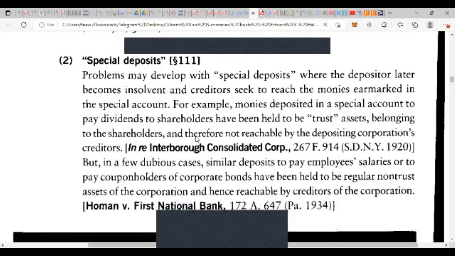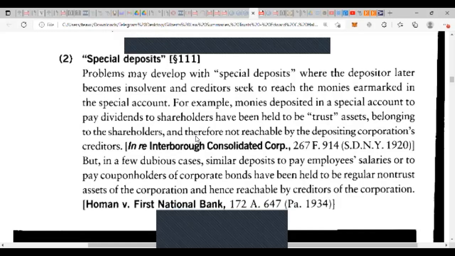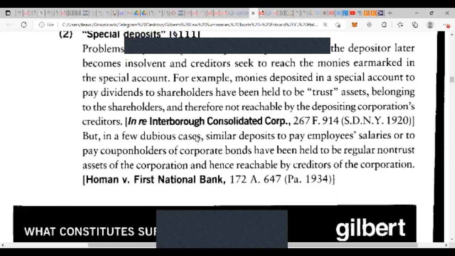Number two, special deposits. Problems may develop with special deposits where the depositor later becomes insolvent and creditors seek to reach the money earmarked in the special account. For example, monies deposited in a special account to pay dividends to shareholders have been held to be trust assets belonging to the shareholders and therefore not reachable by the depositing corporation's creditors. In re Interborough Consolidated Corp., 1920.